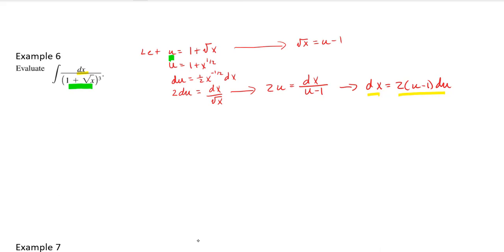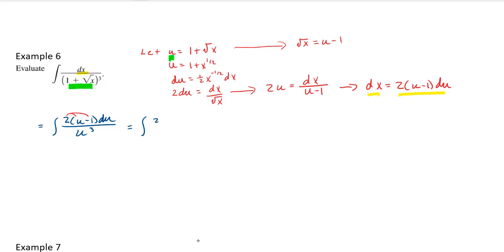So now I'm going to rewrite my problem. This is going to be the integral of 2 times u minus 1 du over u to the third. And what do we do when there's only one term in the denominator? We're going to distribute that denominator. But in order to do that, I might want to distribute that 2 first. So let's look at this. This is going to be the integral of, I'll go ahead and do all the distributing at once.